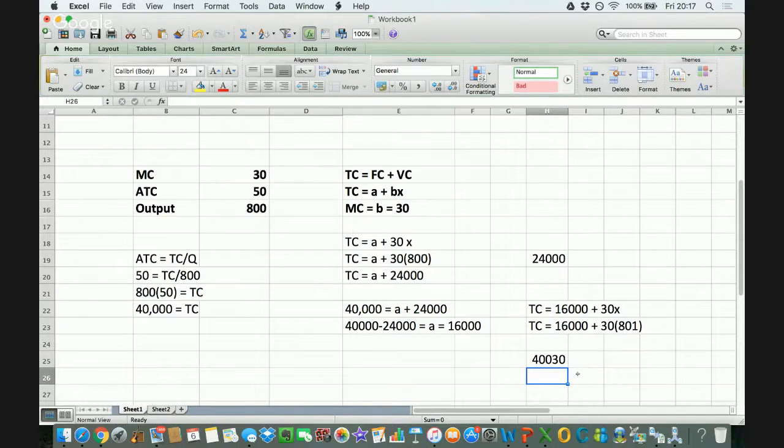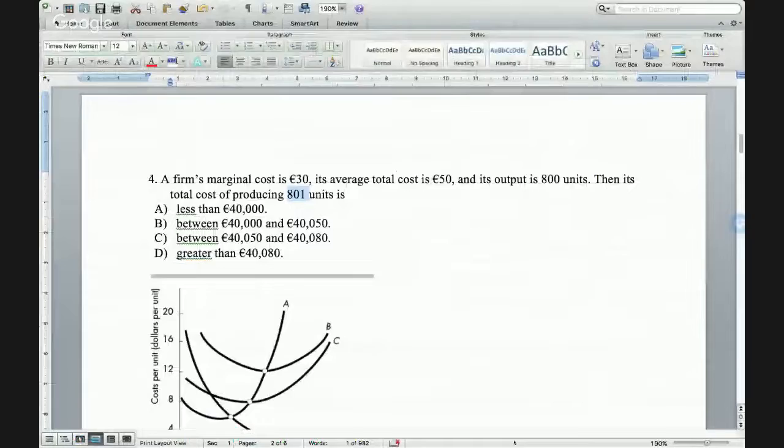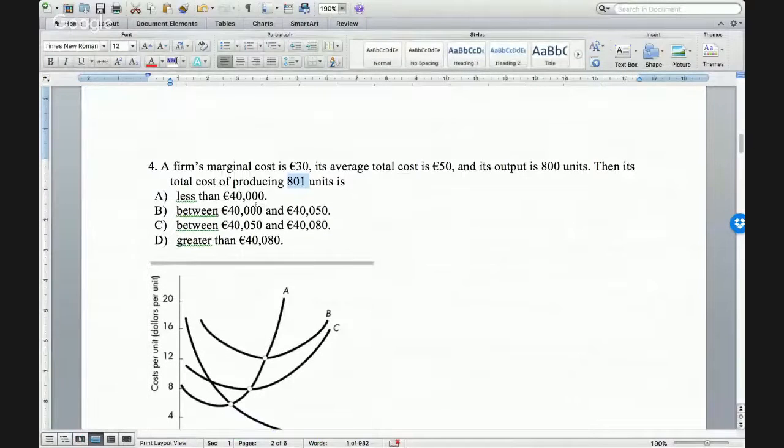$40,030. Okay, so it's quite a long answer to get through. It's probably not worth spending all your time on it just for the 2 marks, to be honest. I probably take a guess on it because this is eating up a lot of time. So 40,030 is your answer for calculating the total cost for 801. So let's see, is that option there? The only place I see it is between 40,000 and 40,050.